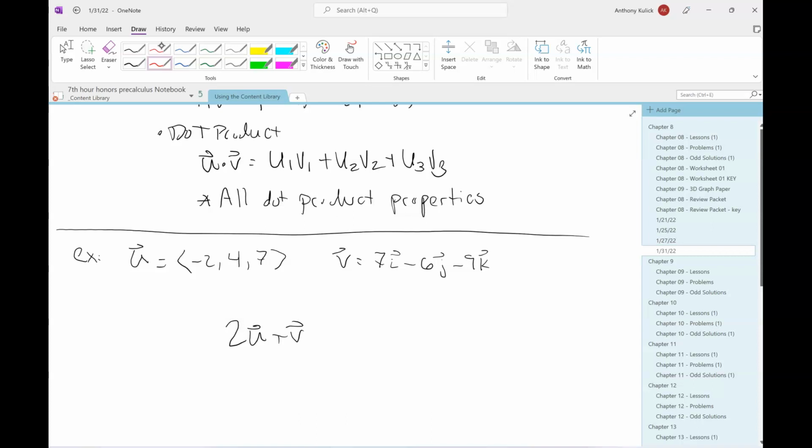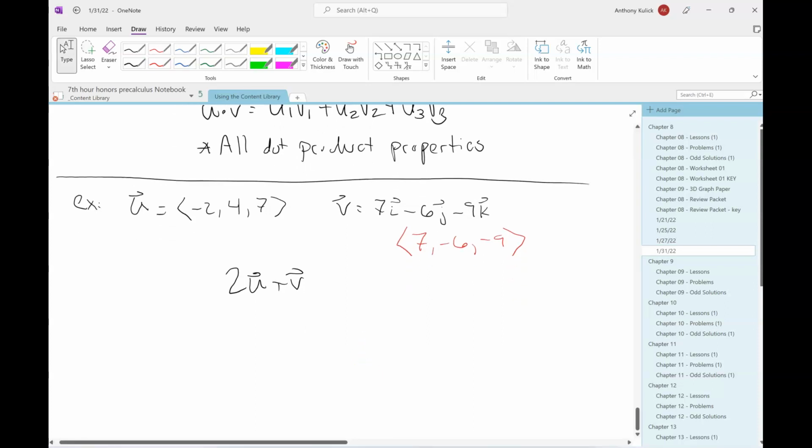Well, the first thing I would do is convert this linear combination form vector into component form, which works just like it did in two dimensions. Piece of cake.